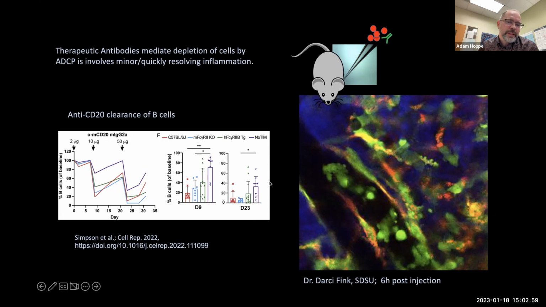Now, what I don't want to say is that there's nothing going on here. There's definitely a cellular response. So over here, we have an example of a mouse in which we're using a glass microneedle to deliver IgG-coated erythrocytes under the ear skin, and then imaging with a two-photon microscope in collaboration with Dr. Darcy Fink here at SDSU. And what you can see is this is done in the MacGreen mouse, so the macrophages are green. You can see red endosomal contents. Those are the erythrocytes, which have been already phagocytized and degraded. This is 6 hours post delivery.